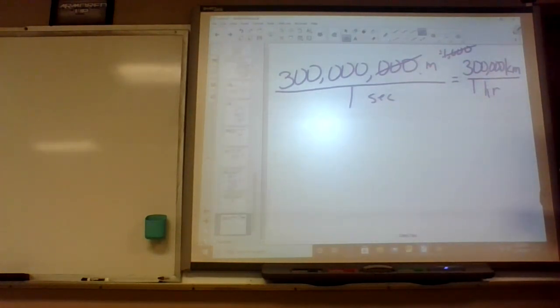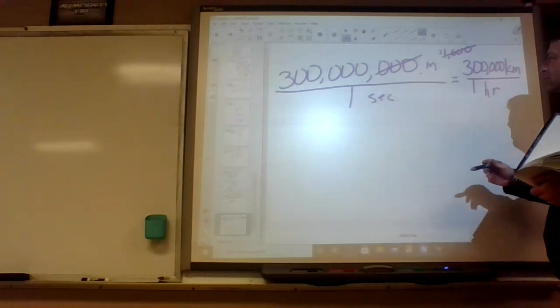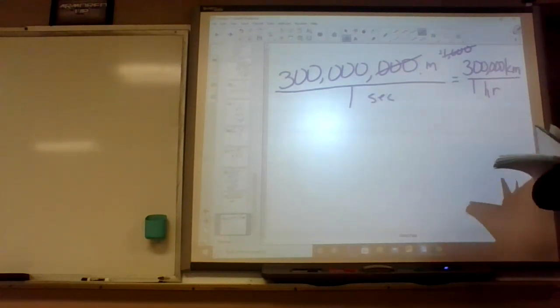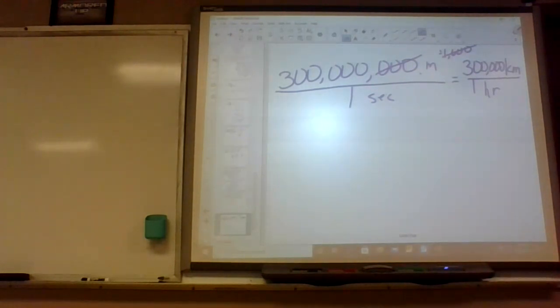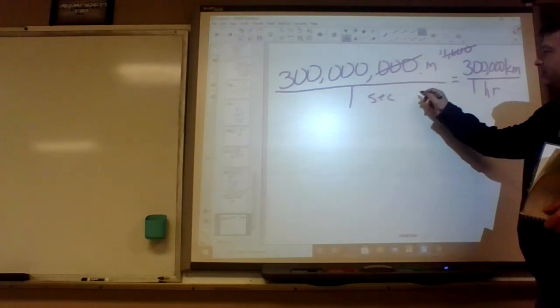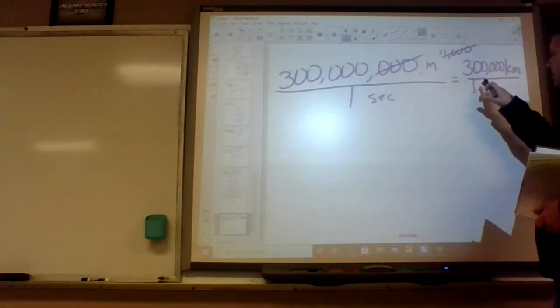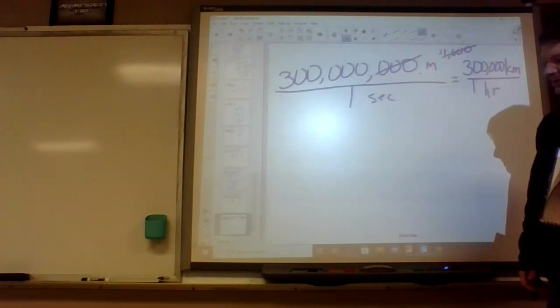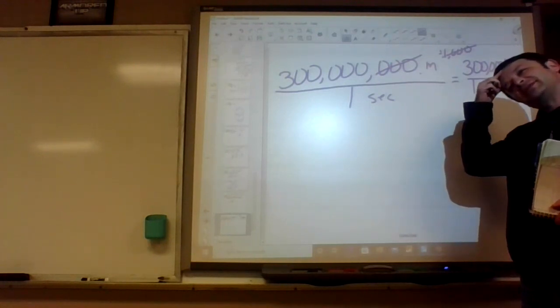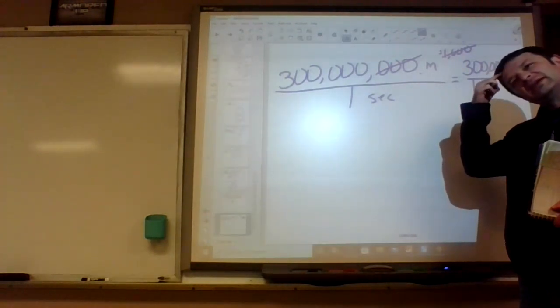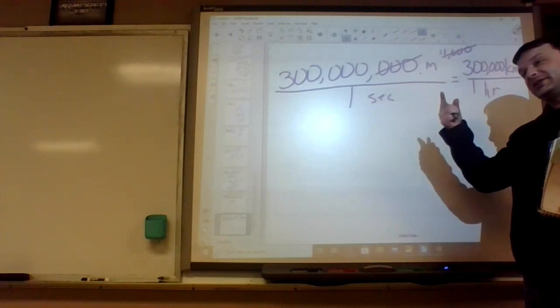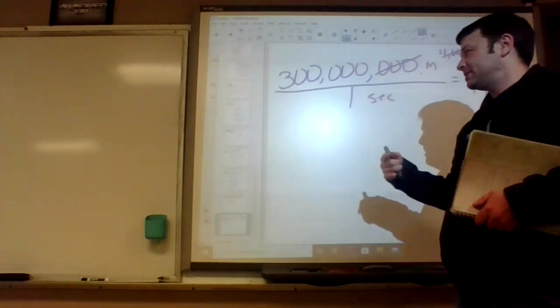And then, how do we change seconds into hours? Times by 60. It takes a bunch of seconds to make 1 hour. Oh gosh. 3,600. So it is right. Good job. There's 60 seconds in a minute, 60 minutes in an hour, 60 times 60 is 3,600.